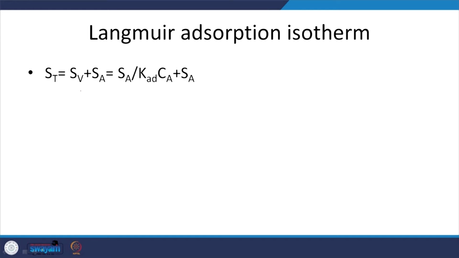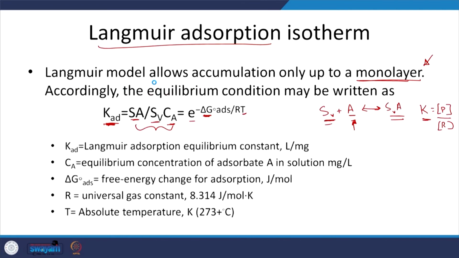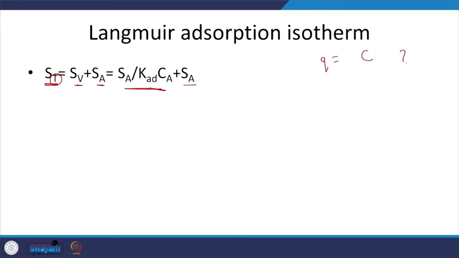But I want to be able to get a relationship where I end up with Q and C, right? How do I do that? For that, I will use the relevant assumption that S total, there are a fixed number of total sites, let's say. Some are vacant, some are adsorbed, right? SV plus SA. Some are adsorbed, and SV, we know that we can get from this relationship here, right? And now we can write it in these terms.